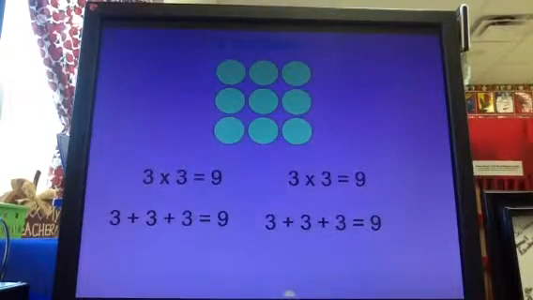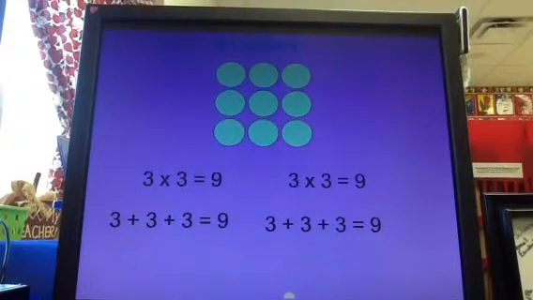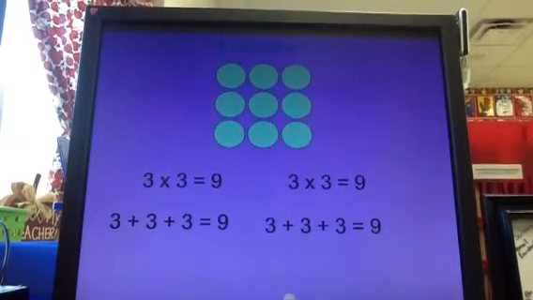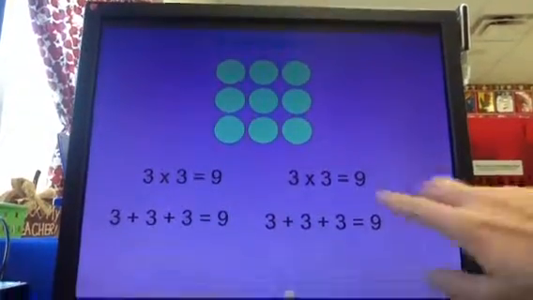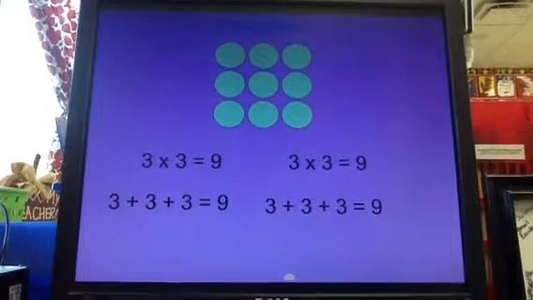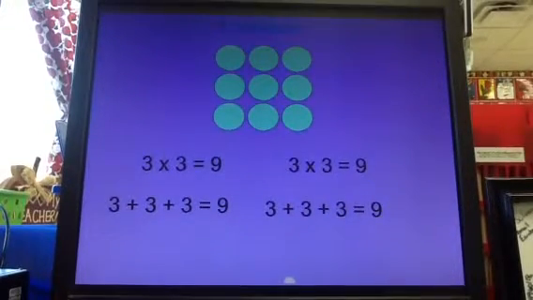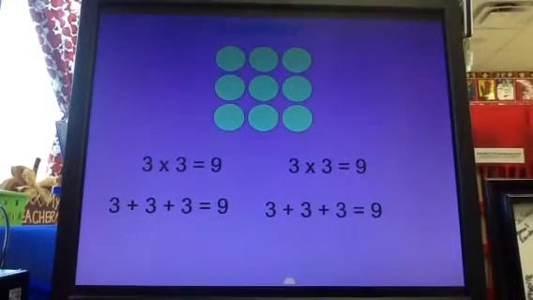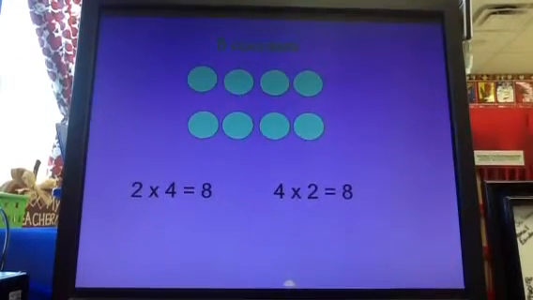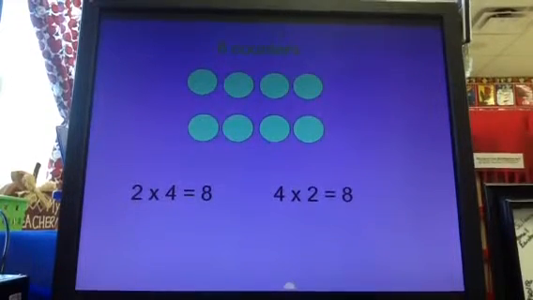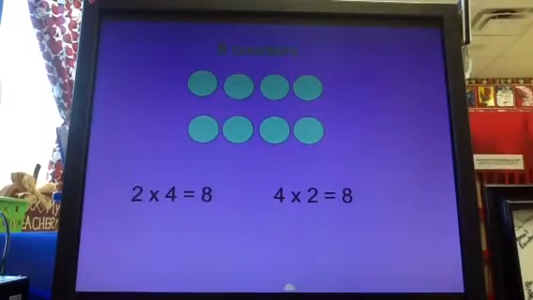For 9, 3 times 3, which is the same backwards and forwards. We call this a square number. When the two factors are equal, it is a square number. You could have also come up with 9 times 1 and 1 times 9. For 8, you should have gotten 2 times 4 and 4 times 2. You also could have gotten 8 times 1 and 1 times 8.